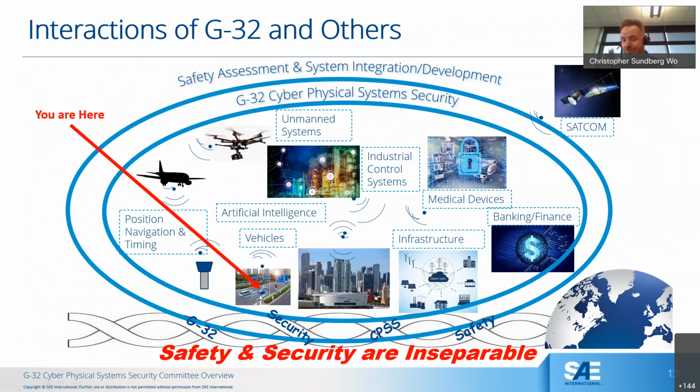So here's a good example. We're typically here in the vehicle area, but we also have to talk to infrastructure and critical infrastructure. Medical devices are impacted by cyber physical systems. Banking and finance. This is something that not a lot of people consider as part of a cyber physical systems ecosystem, but they're the ones that enable a lot of functionality, especially when we start talking about billing, charging, that type of stuff. Position, navigation, and timing, artificial intelligence, all this stuff is really impacted by G32's work in the cyber physical system security standards area.